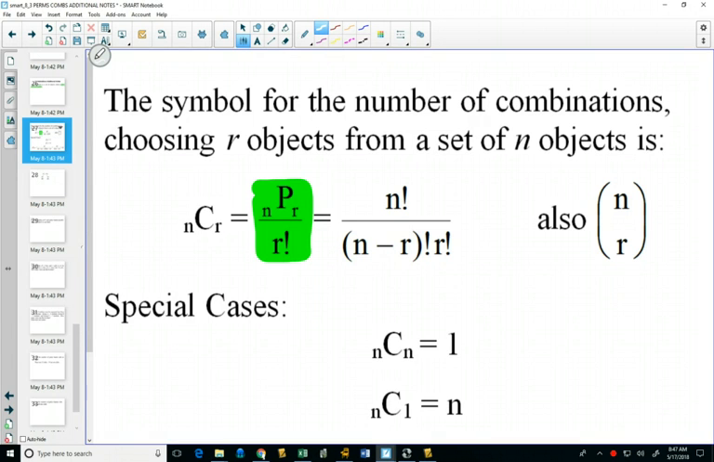In some special cases, you have n items. You choose all of them. How many ways can that be done? Only one way, because you take them all. It doesn't matter the order. You just got that group of things. If you have n items and you choose one of them, say you have 52 cards, you choose one. How many ways can you do that? 52 different ways.